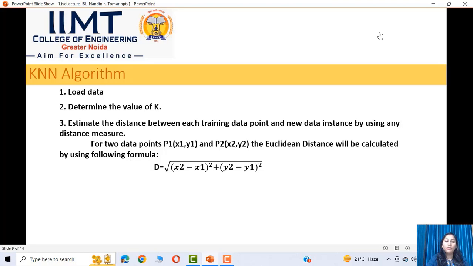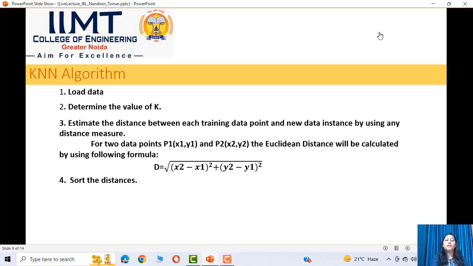After determining the value of k, we estimate the distance between each training point and the new data instance by using any one of the distance measures which I mentioned earlier. Here in this case, we are considering Euclidean distance for measuring the distance between the query point and the given data set. So if P1 and P2 are 2 points, in this case Euclidean distance will be calculated as d equals square root of (x2 minus x1) whole square plus (y2 minus y1) whole square.